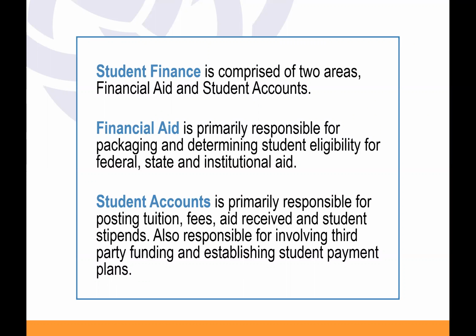Student accounts, however, is primarily responsible for posting tuition, fees, aid received and student stipends, and is also responsible for involving third-party funding and establishing student payment plans. So student accounts is basically after the fact, right? That department is basically checking on students. If they see that you don't have financial aid completed or coming in, then they contact you and let you know, hey, we see that you don't have financial aid. Were you planning to pay out of pocket? Did you want to set up a payment plan?